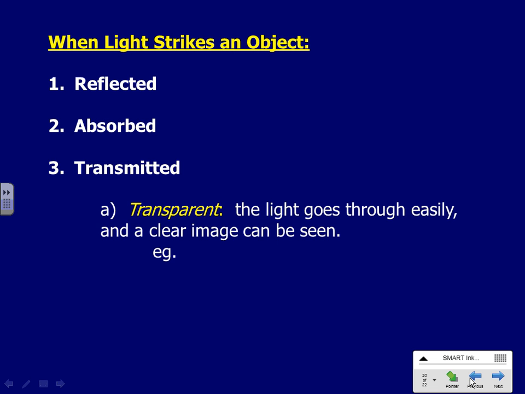So when light encounters an object, number one, it can be reflected. That's the first thing that we're going to look at. Number two, it can be absorbed. And number three, it can be transmitted. All three of these interactions can impart color to things.